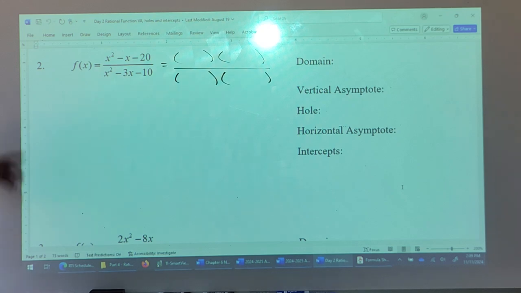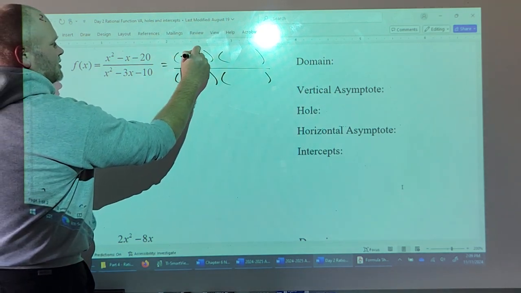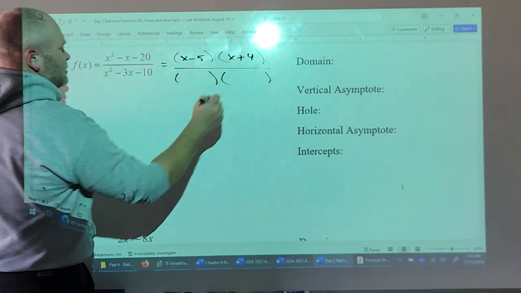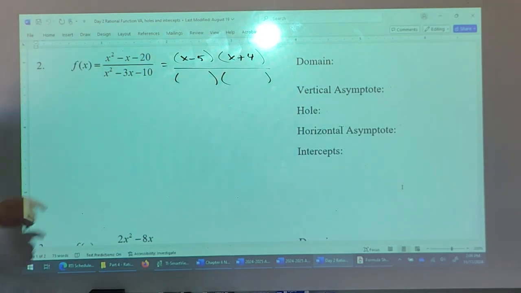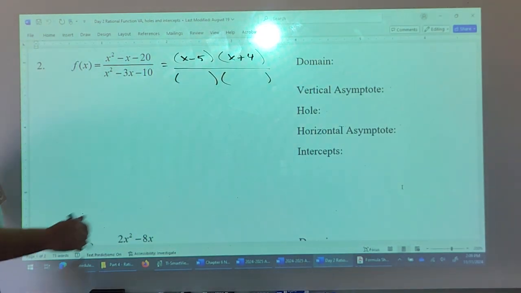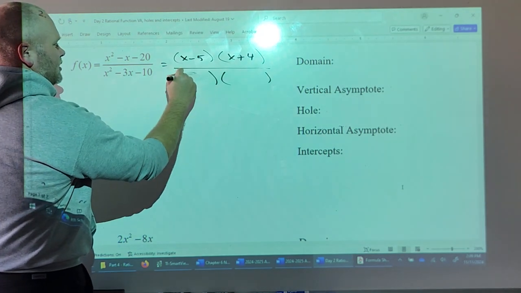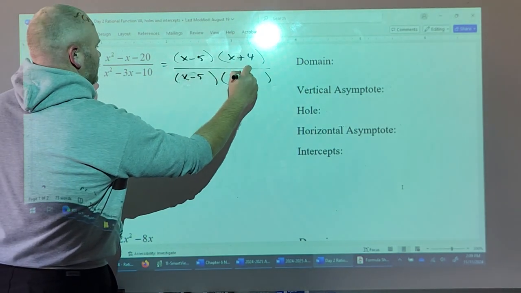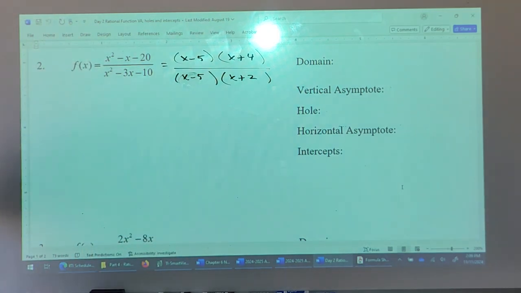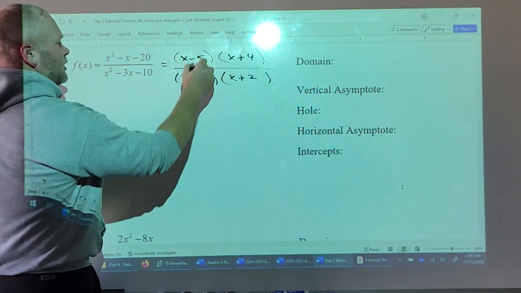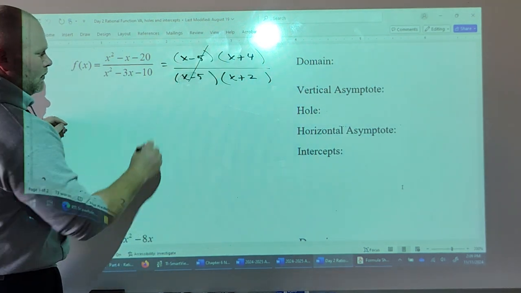So factor the top, adds to -1, multiplies to -20. So this would factor into (x minus 5)(x plus 4). Factor the bottom, adds to -3, multiplies to -10. So we get (x minus 5)(x plus 2). So now in this one, we have an x minus 5 on top and x minus 5 on the bottom. So those are going to go away.